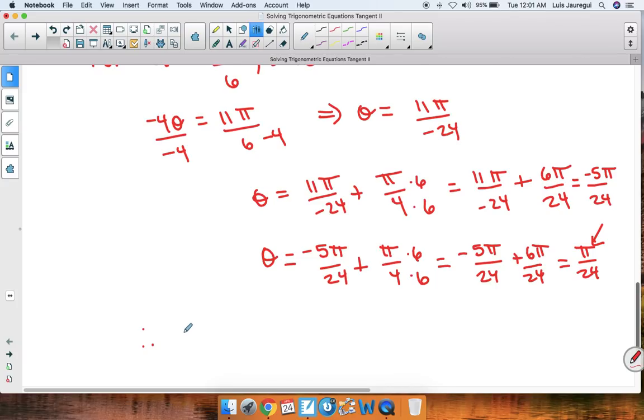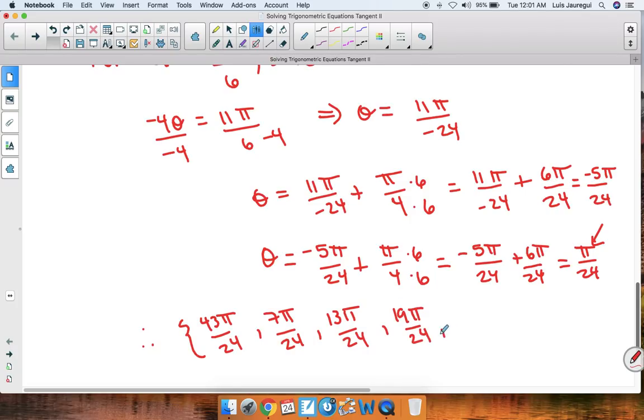equation. We can say, well, in this case, our solutions happen to be 43 pi over 24, 7 pi over 24, 13 pi over 24, 19 pi over 24, 25 pi over 24, 31 pi over 24, 37 pi over 24, and lastly but not least, pi over 24.